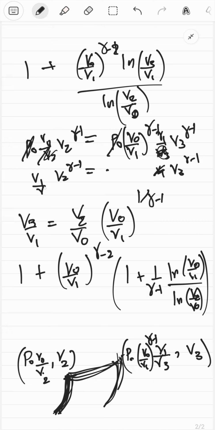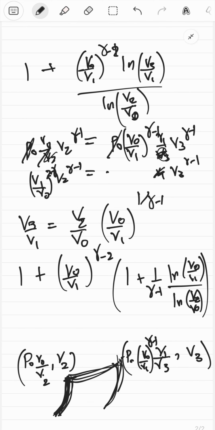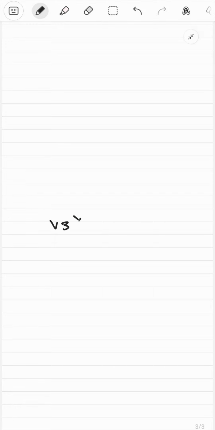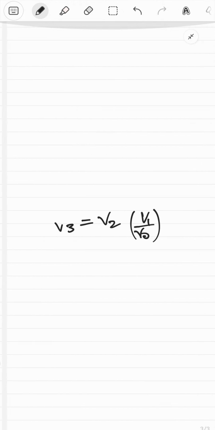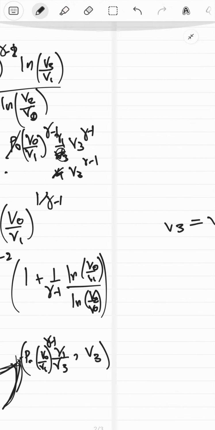So this was slightly messed up, I suppose. And then essentially what you discuss is like v3 is v2 times that. So then v3 upon v1 is another lost cause. I guess I messed up somewhere, but I don't know where I messed up exactly. So the actual equation should be something like v3 equal to v2, and then v1 upon v0 the power of 2 minus gamma upon gamma minus 1. Yeah, that's actually the real equation.